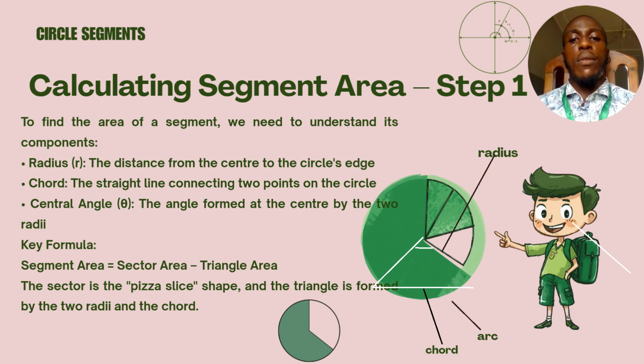So the key formula here is that the area of a segment is the sector area minus the triangle area. You first calculate the area of a sector, and then you calculate the area of the triangle itself before you find the difference between the two. That gives you the area of the segment. We'll be explaining further using an example on the next page.